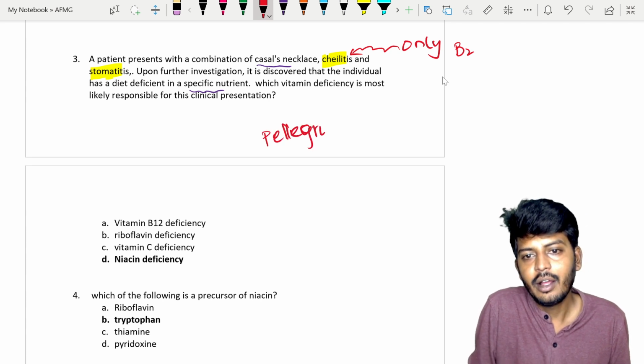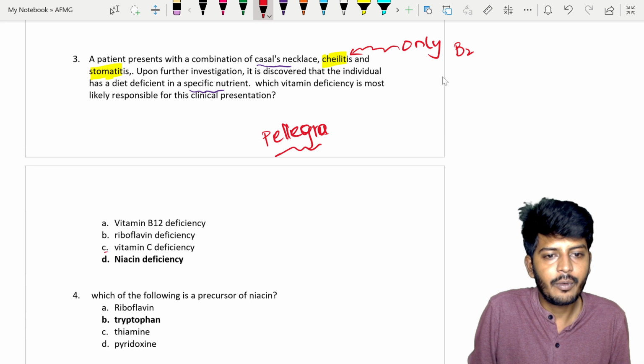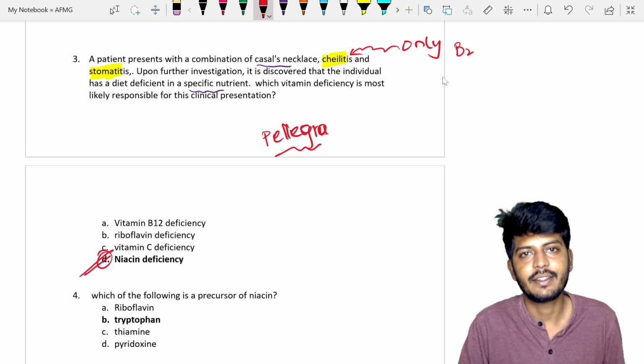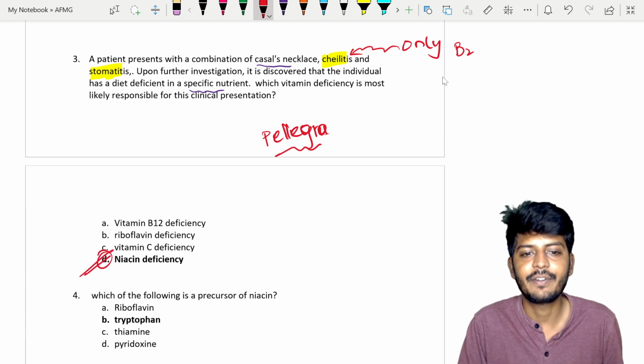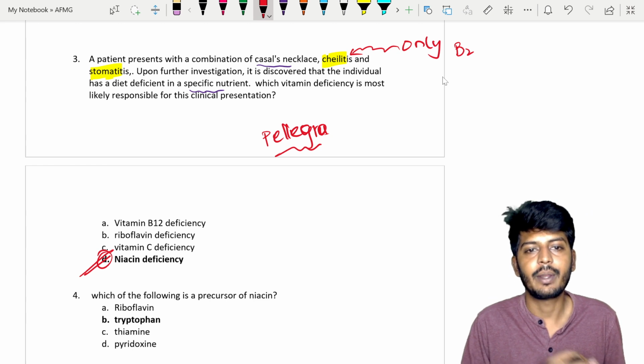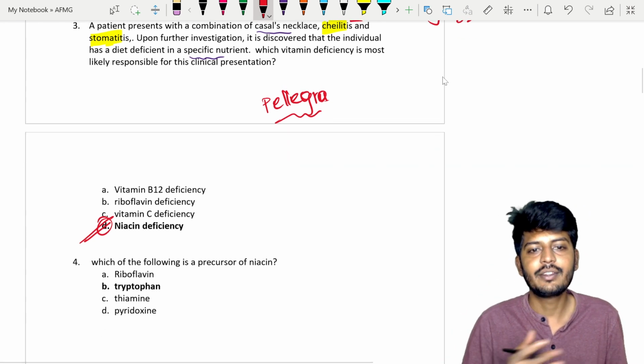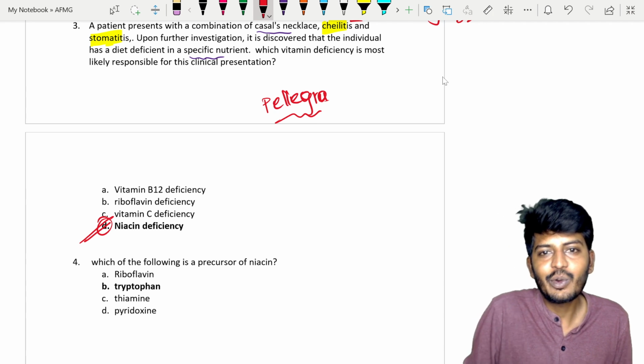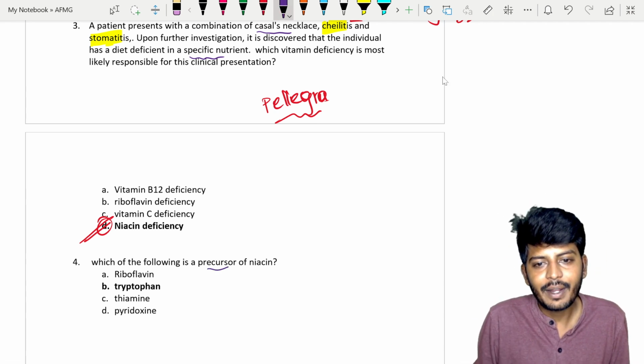What is it? Pellagra. So pellagra is due to deficiency of what? Vitamin B3, that is niacin or nicotinic acid. Niacin deficiency leads to what? Pellagra. So remember this. And this is a very, very interesting thing. There are two questions which are given about niacin. What is the precursor of niacin?